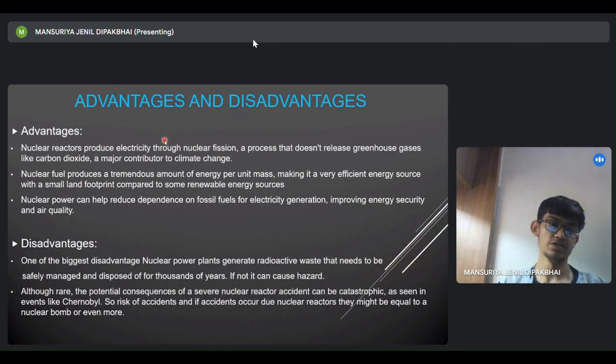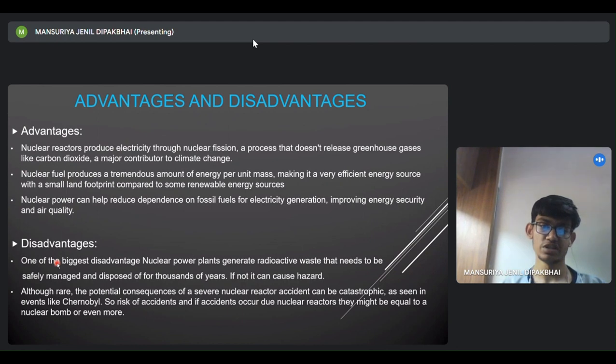Advantages and disadvantages. A nuclear reactor produces electricity through nuclear fission, and so greenhouse gas emission would be almost zero, like carbon dioxide, SO2, etc. Second, it has high energy density fuel. So if we compare 1 kg of uranium to 1 kg of coal, 1 kg of uranium will give very much higher energy as compared to 1 kg of coal. And they help us to become independent of fossil fuels for electricity generation.